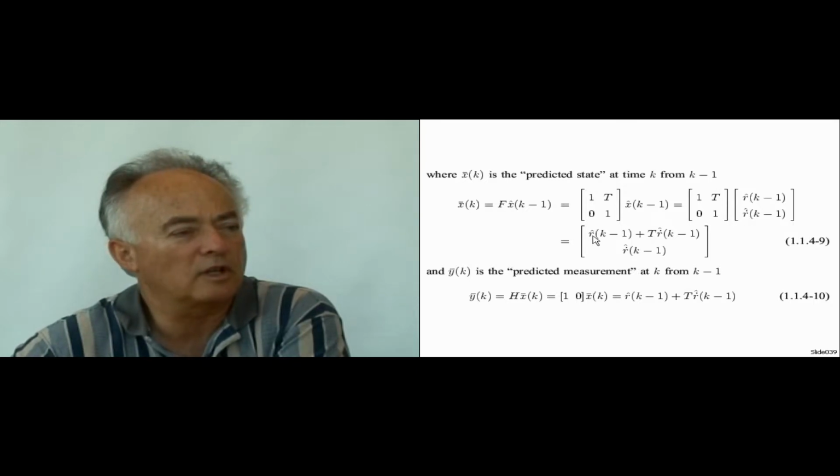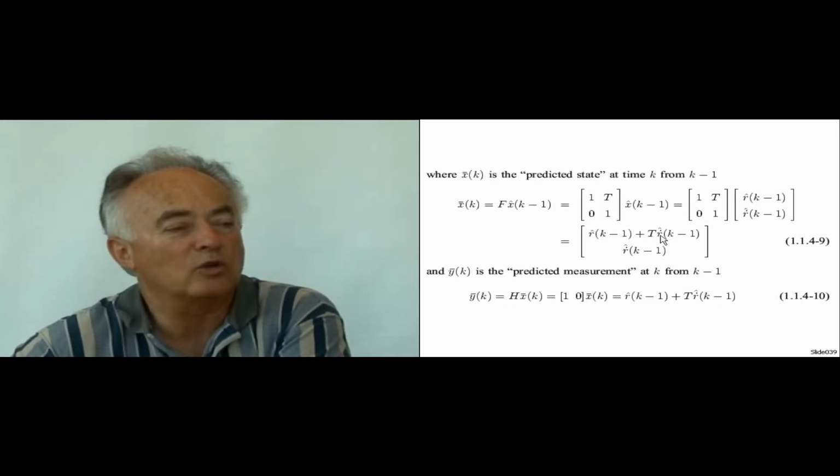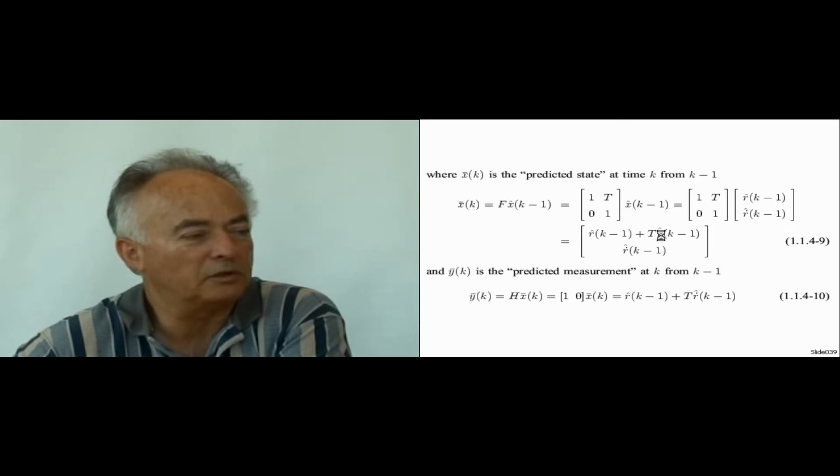And here you have clearly the fact that the predicted velocity at the next time is the previously estimated velocity or range rate, and the predicted range is the previous range plus the sampling interval multiplied by the value of the estimated range rate at the previous time. So this is the predicted state. Now we need the predicted measurement.